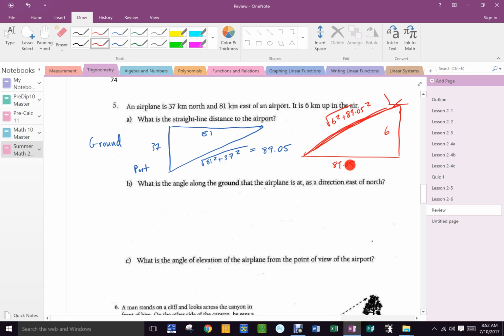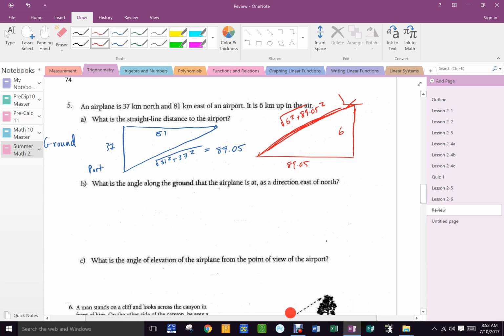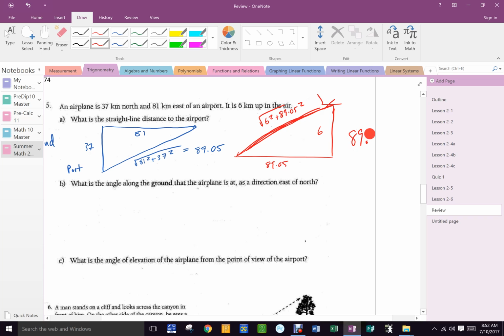It is 89.3. Square root of 36 plus 89.05 squared. It's 89.25. So yeah, 89.3. So the right answer for 2 marks here is 89.3. If you only got the 89.05, you only get 1 mark.